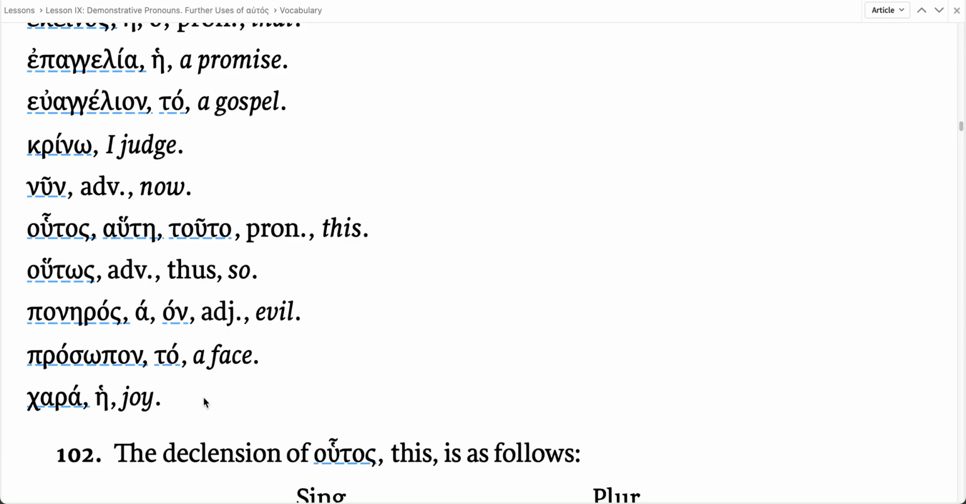And the fruit of the Spirit is love, joy, peace. That's the word for joy, hey kara.